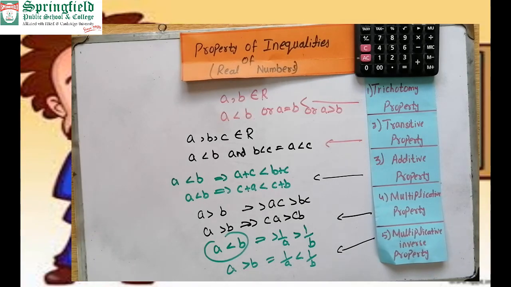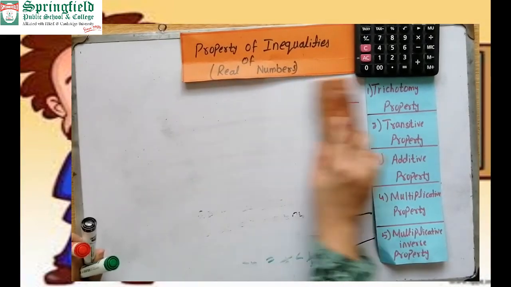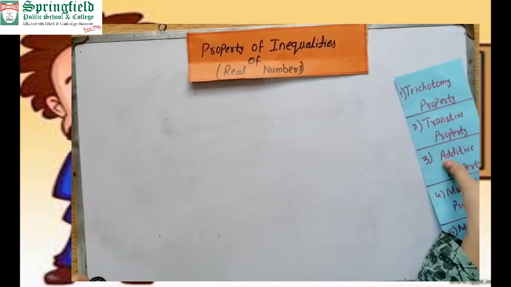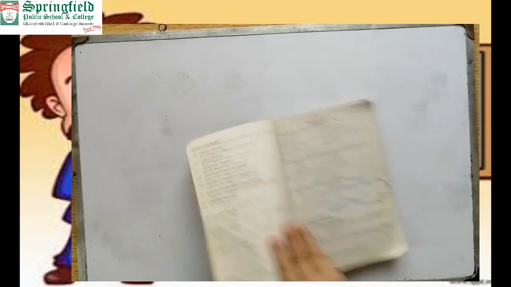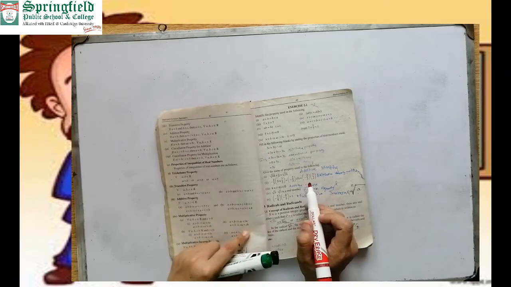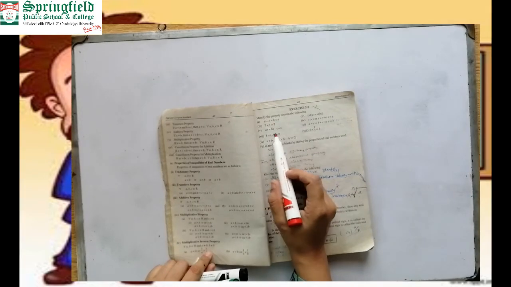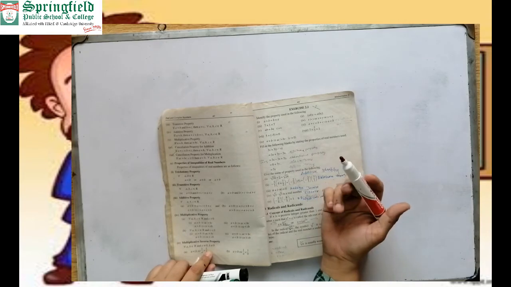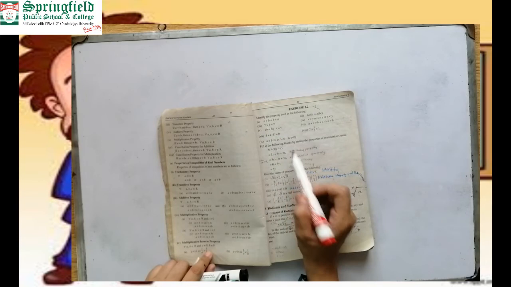Understood, beta? So these are some properties. We have already discussed each and every property, which one is called which property. Now come to exercise 2A, it's your task to complete. In question 1 they are saying identify the property used in the following. Identify means which one: A plus B, B plus A, is this the commutative property or the associative property?